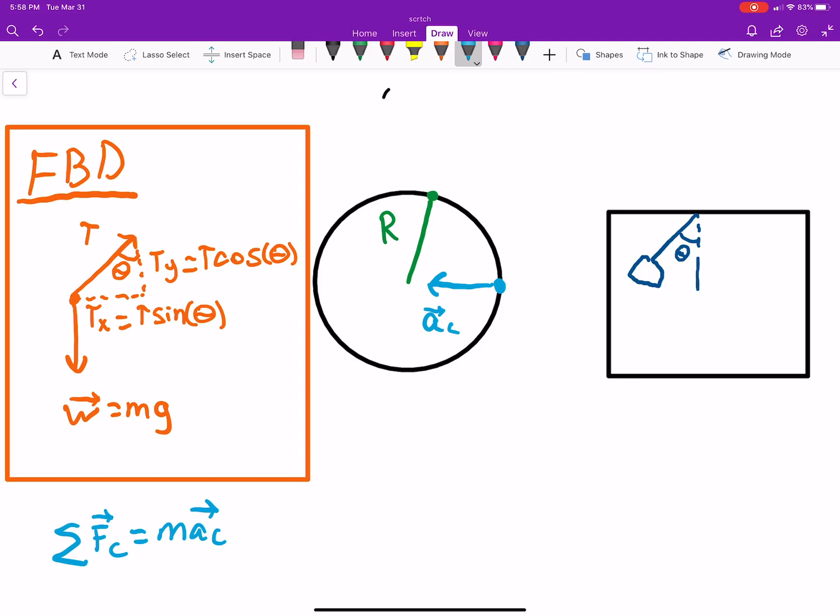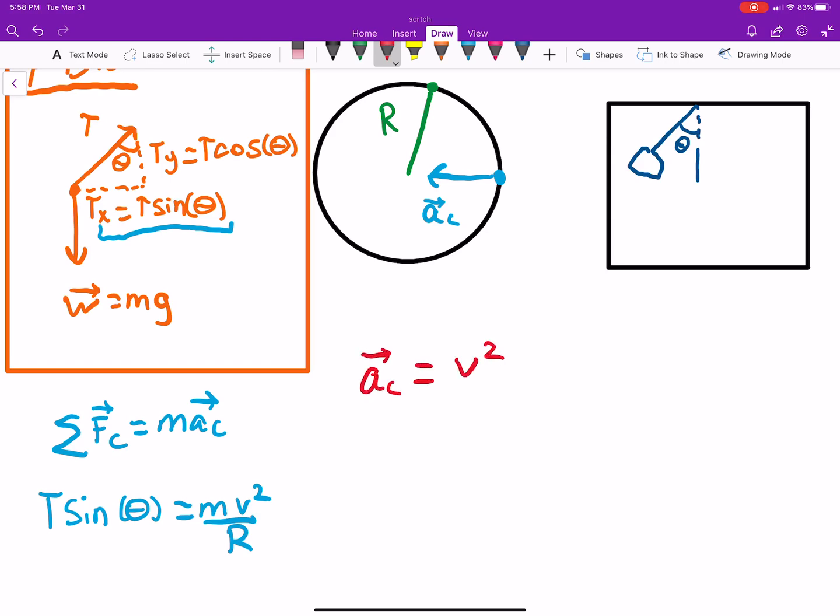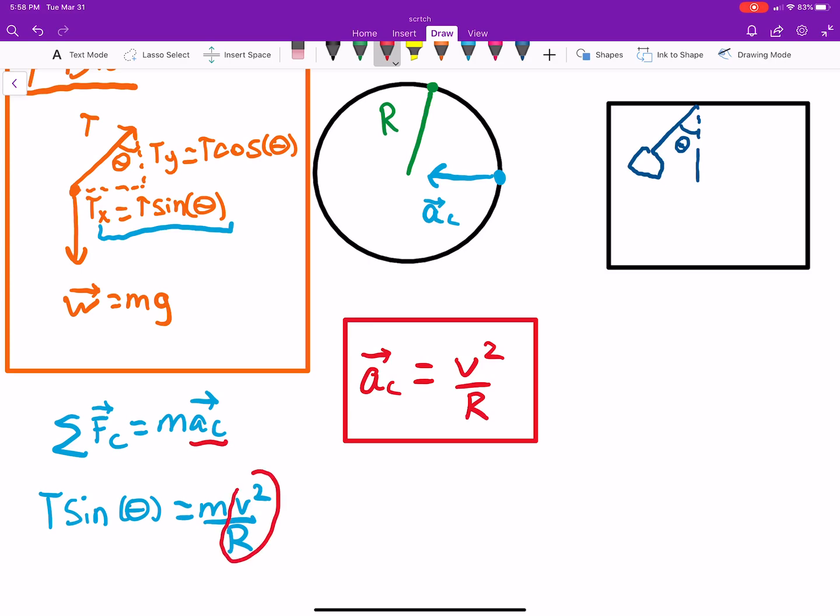Well, not gravity, right? And not the y component of tension. It would be the x component. This is the force that's causing our acceleration towards the center. So we would say T sine theta equals m v squared over r, because one of our equations is centripetal acceleration is equal to v squared over r. And all I did was substitute this into here. Okay?